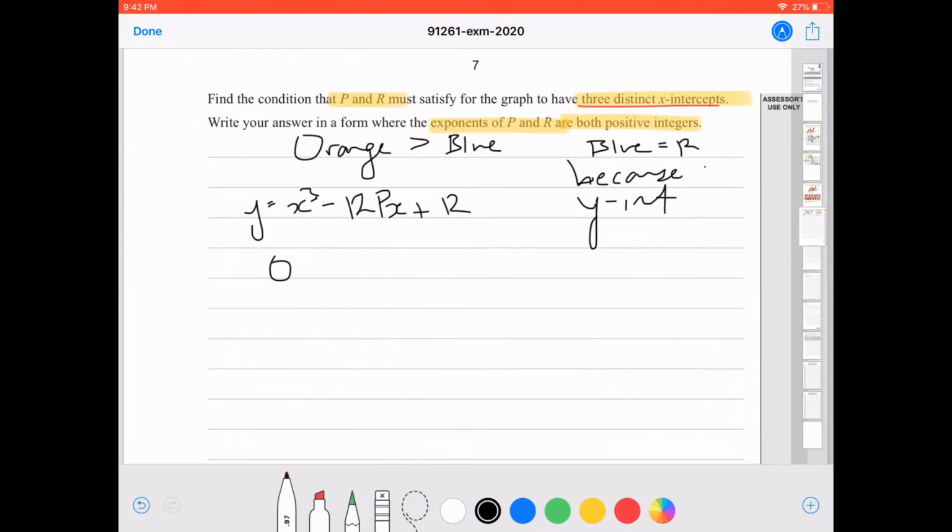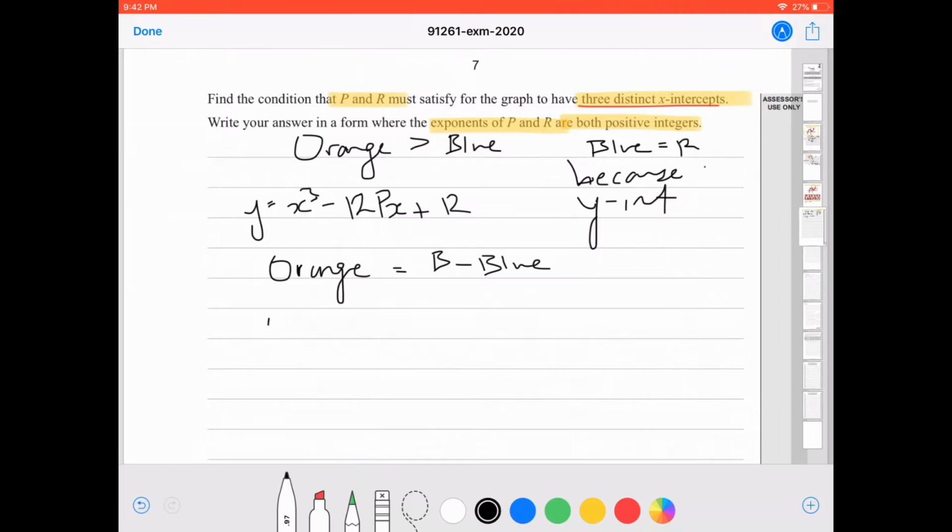We're going to say orange equals B minus blue. Okay? And so we're going to substitute point B into our equation.